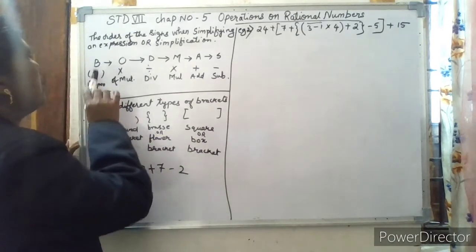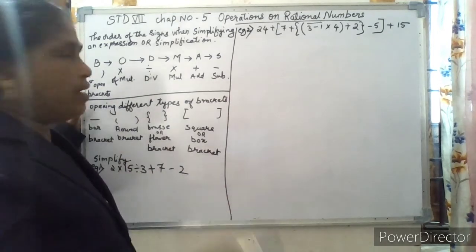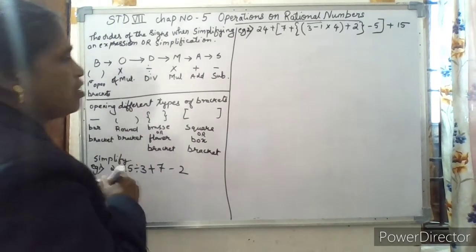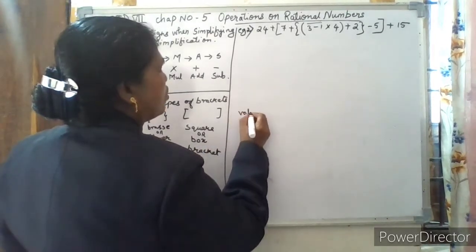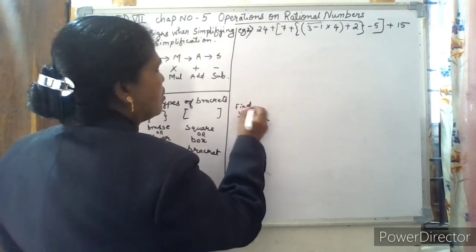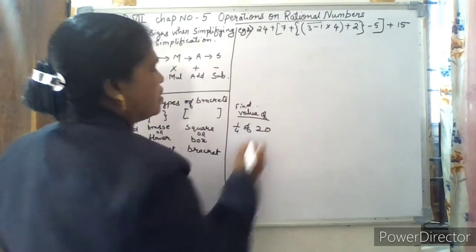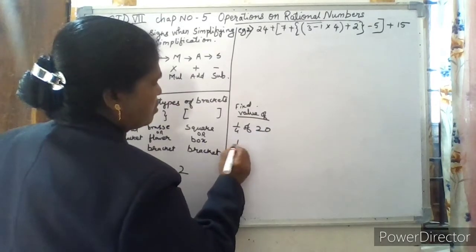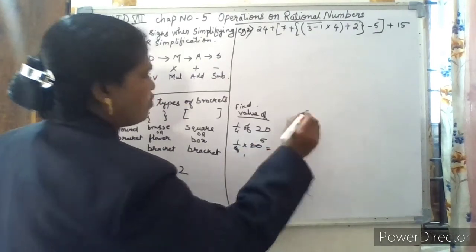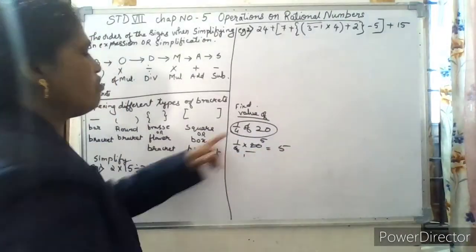See, B indicates brackets, means we have to first open the brackets. Then O indicates of multiplication. See, when we say find value of, like value of 1/4 of 20, of means here multiplication, so 1/4 multiplied by 20, 4 ones are 4, 5 are 20, so the value is 5. This type of multiplication is called of multiplication.